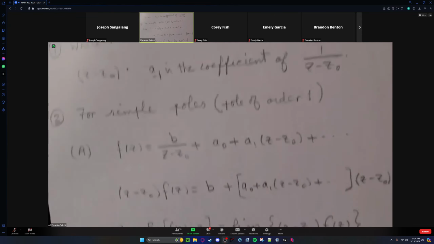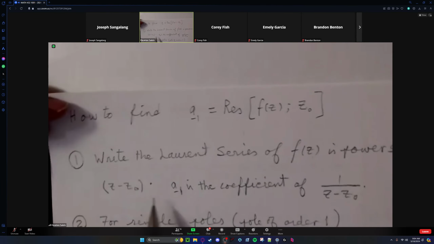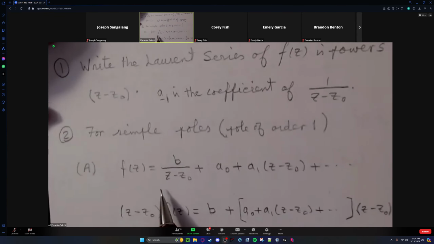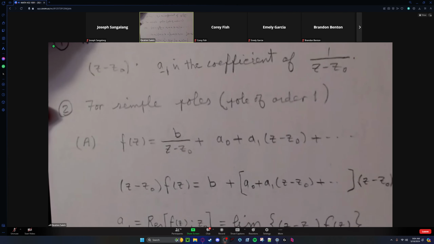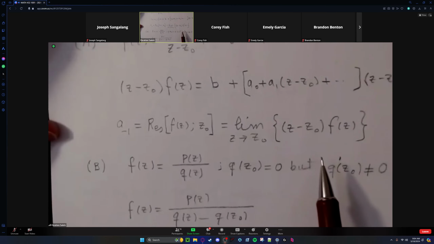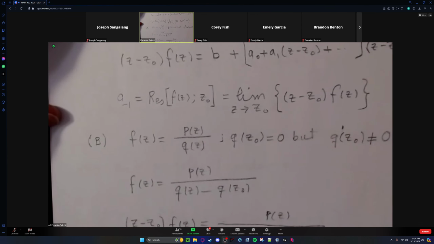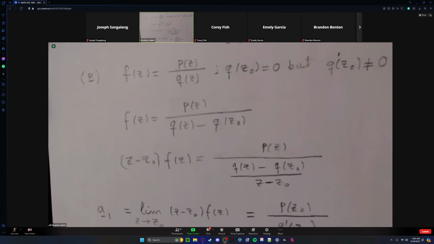So for simple poles, I would say we have three different ways of doing it. One, which works for any pole, is writing the Laurent series. Two, I call it 2A. The third method, I call it 2B, which is this one: the numerator divided by the derivative of the denominator. You evaluate that at z naught. That is the residue.